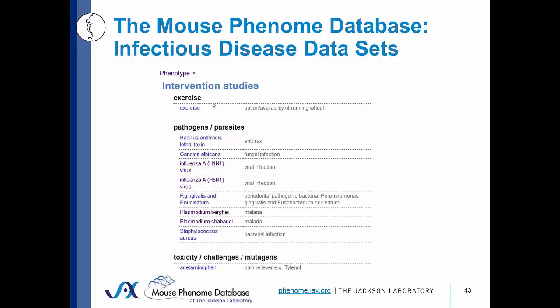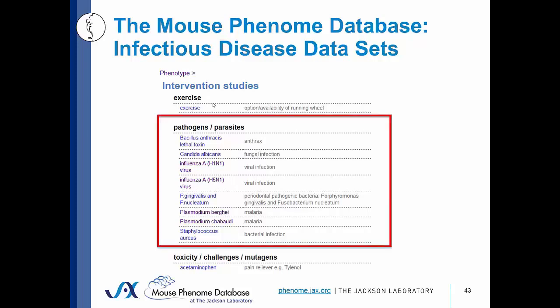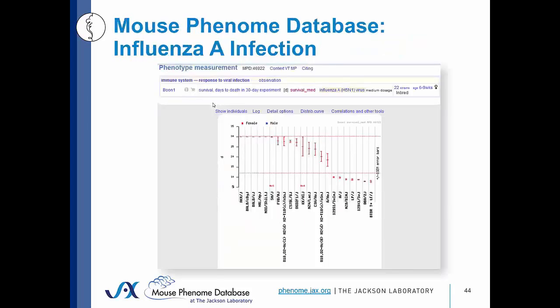And so you can see here that we have a number of different infectious diseases that were modeled in inbred strains. Today we'll look at an example from influenza A H5N1 infection. If you click on that link, it'll bring you to a page where you can find all of the studies done relating to this virus. Some of the information that you can find here include viral loads, as well as weight measurements and other different clinical parameters such as survival, and that's indicated here.